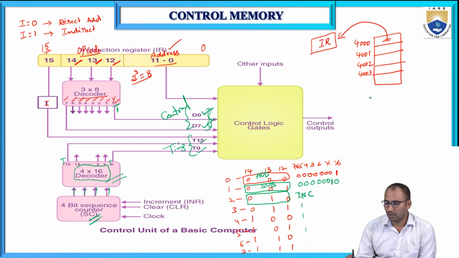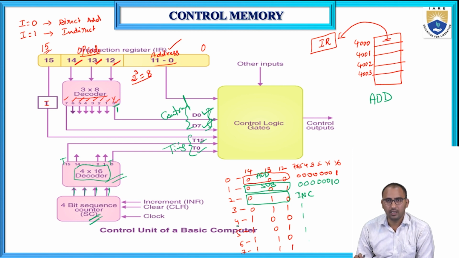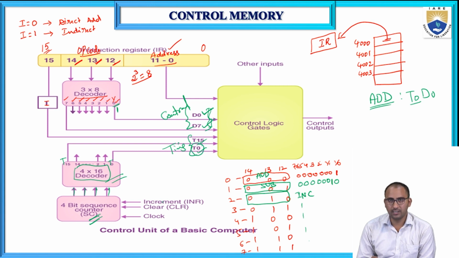Suppose you want to perform an addition operation. In order to perform this addition operation, it requires some timing and control signals. Suppose the operation is add: T0, D0 represents the addition operation. That means in order to perform the addition operation, it requires the T0 timing signal and the D0 control signal.